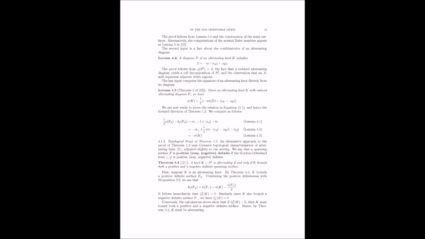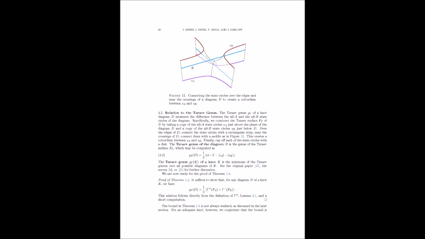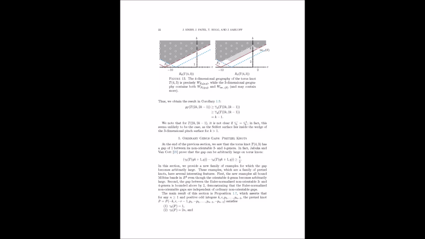Proposition 1.7: for any odd n, the Pretzel knot P(n, -n, ...) satisfies γ_4 = 1 and γ_3 = n. Just look at that difference. The 4-genus, γ_4, is always 1 for this family, just a simple Möbius strip. Right. But the 3-genus, γ_3, is n. And since n can be any integer you want, the gap, n - 1, can be as huge as you want.